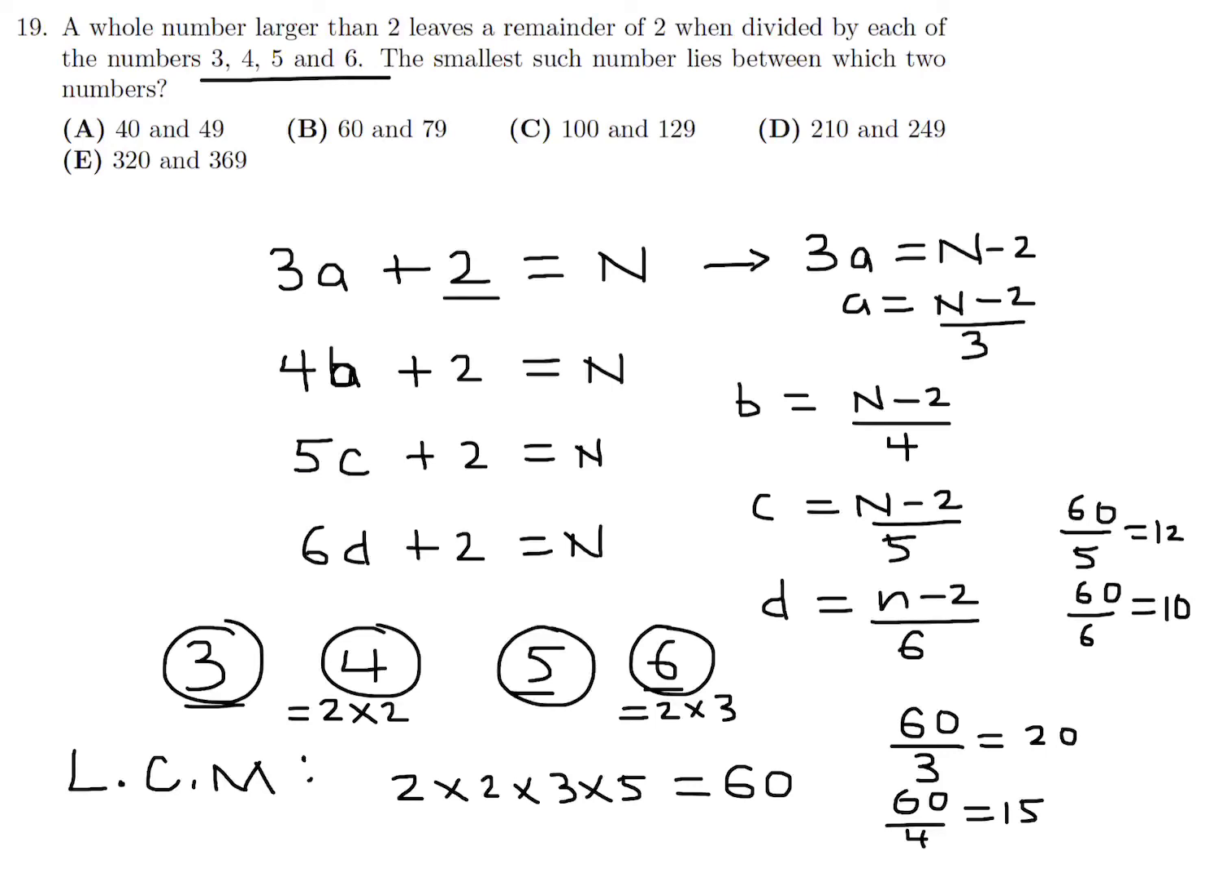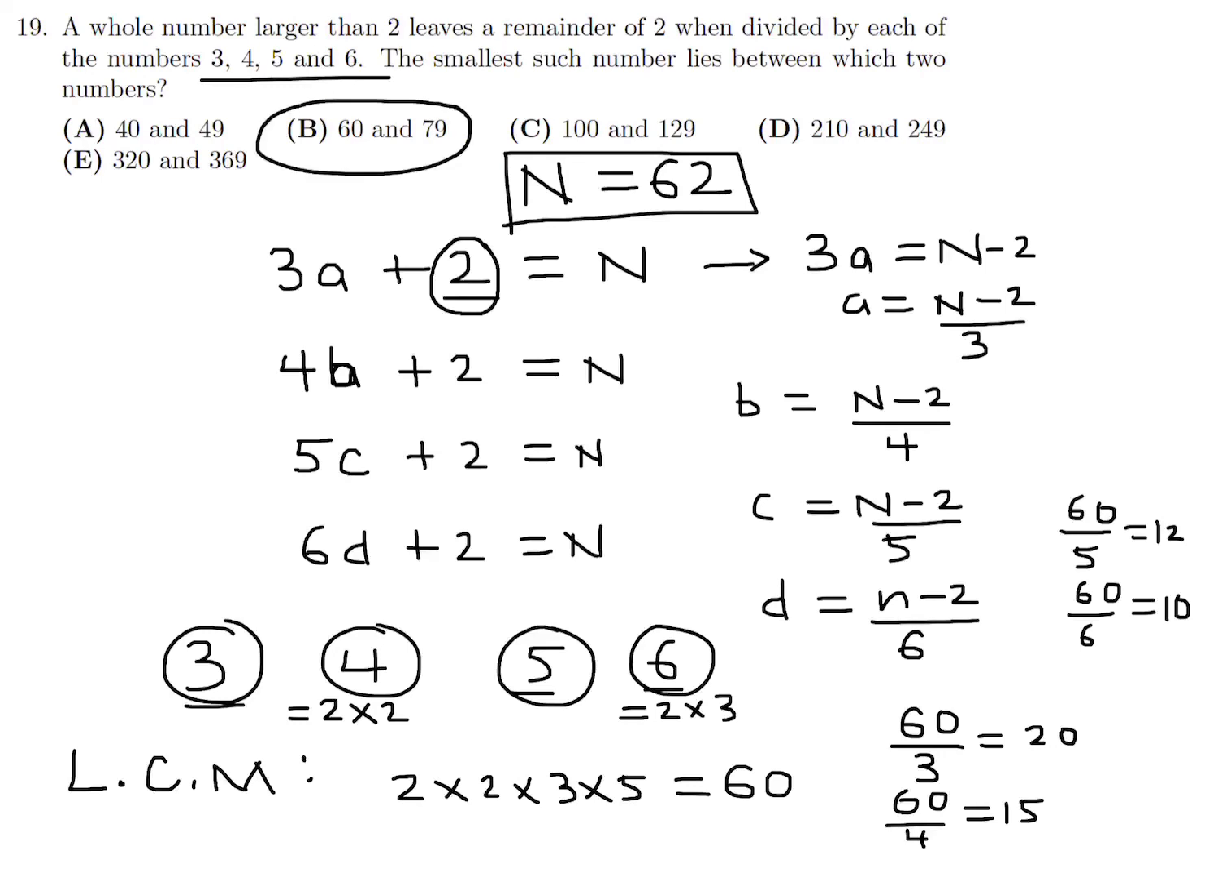But remember, our number is going to leave a remainder of 2. So n is not 60, n is 62. 62 divided by 3 would leave a remainder of 2, and the same would be true if it was divided by 4, 5, and 6. So our number is 62. And they want you to figure out, of these answer choices, which interval does 62 lie in? Well, number 19 obviously is B.